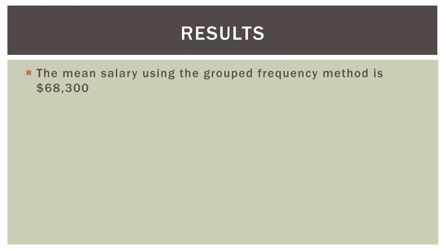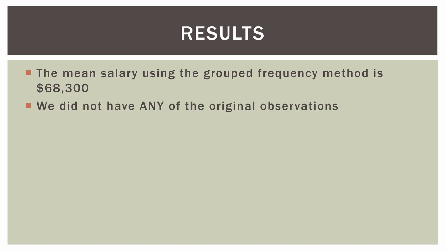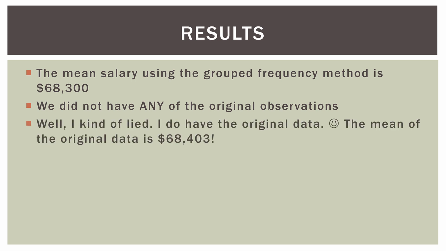So here are the results. The mean salary using the grouped frequency, like I said, is $68,300. We did not have any of the original observations to calculate that. Well, I kind of lied. I do have the original data. And what I want to tell you is that the mean of the original data, all 200 exact observations, is 68,403. Look how close it is.